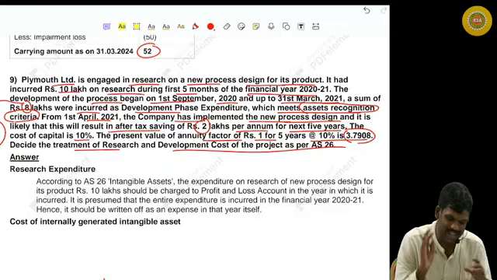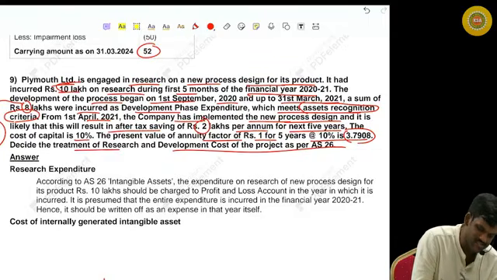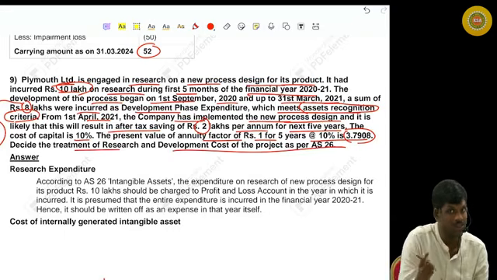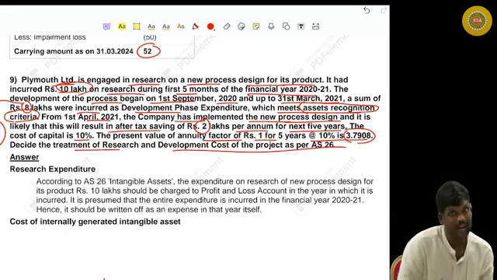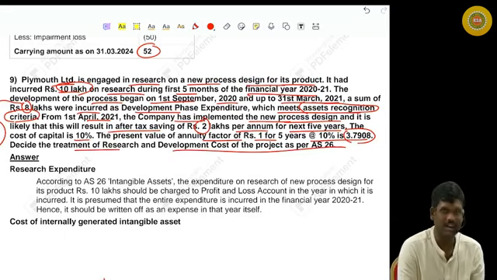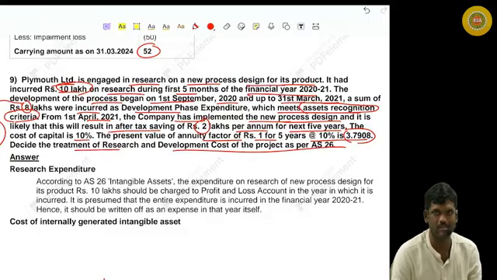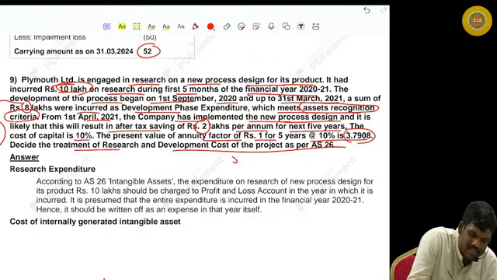This is an easy question. First, the 10 lakhs is research expense, so it should be charged to P&L. Then this 8 lakhs development phase expenditure, the conditions are satisfied. Yes, sir, they have clearly given in the question. So this 8 lakhs can be capitalized, and this 8 lakhs will be the carrying amount.